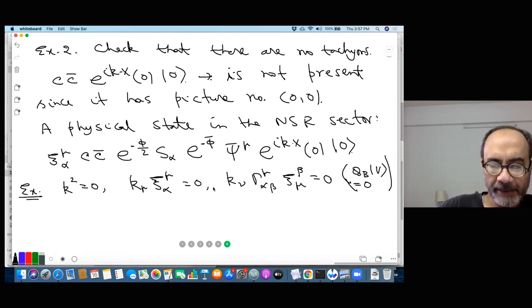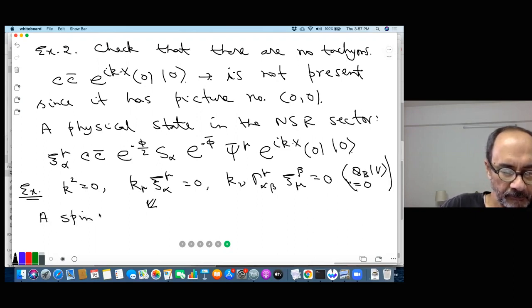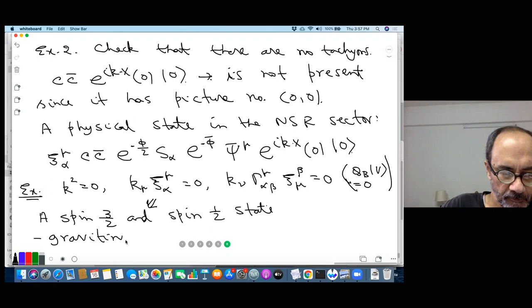If you examine carefully, you see that it has a vector index and a spinor index. By examining the spectrum carefully, one finds that this has a spin 3/2 and spin 1/2 state. The massless spin 3/2 you can identify as the gravitino. This one you can think of as a gauge condition. You can interpret this as some version of the Rarita-Schwinger equation in an appropriate gauge.